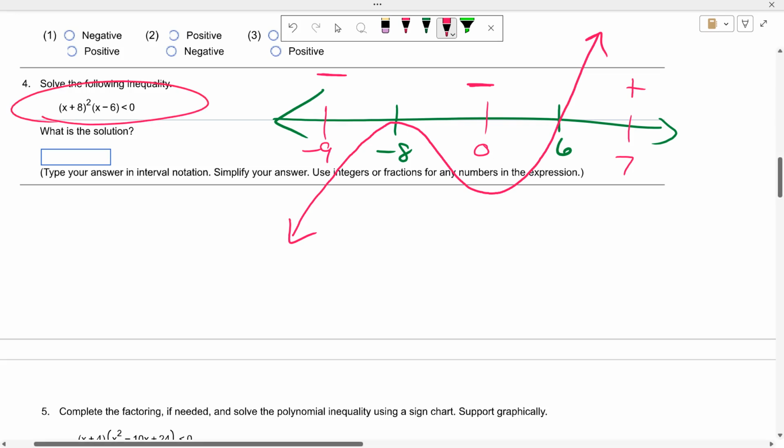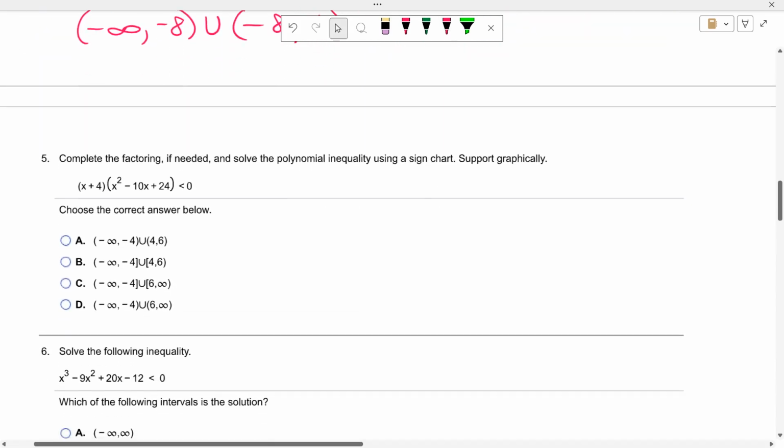So it's wondering, where are the numbers less than 0? Where are they negative? Well, it's from -infinity till where? -8, in union from -8 to 6. Because at -8, it's 0, so you can't say it's negative there. So that's why we have the union there. Okay.